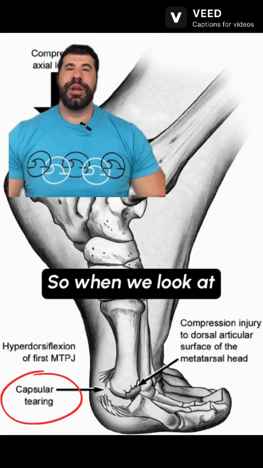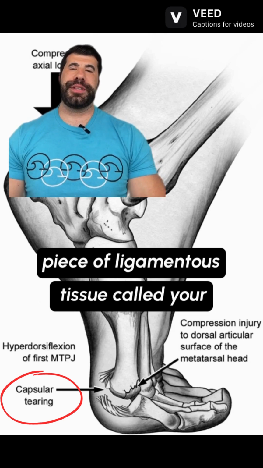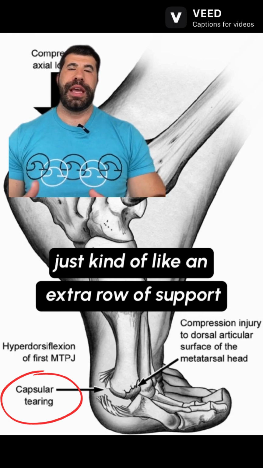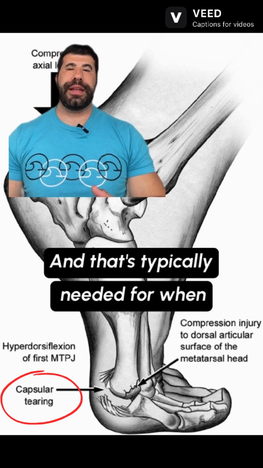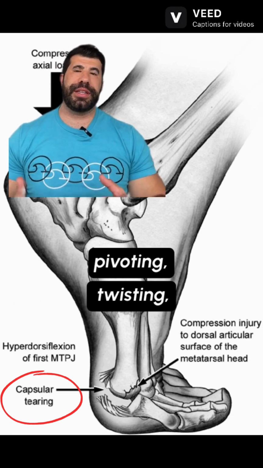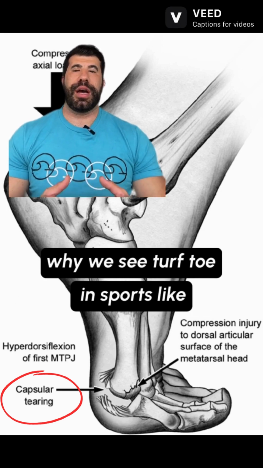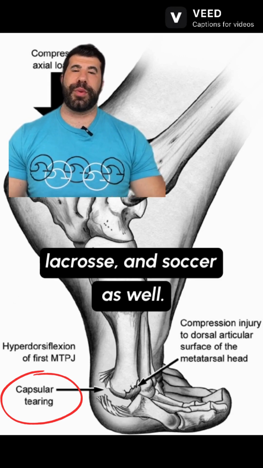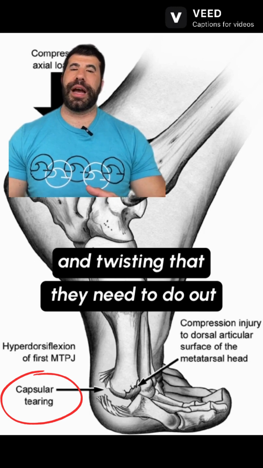So when we look at the bottom of your foot, it actually has a piece of ligamentous tissue called your plantar plate, and it serves as just kind of like an extra row of support for the ball of your foot, and that's typically needed for when you're running, planting, pivoting, twisting, things like that. So that's typically why we see turf toe in sports like football, rugby, lacrosse, and soccer as well, just because of the amount of pivoting and twisting that they need to do out on the field.